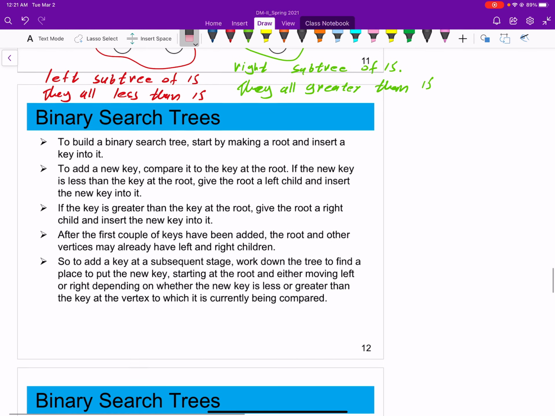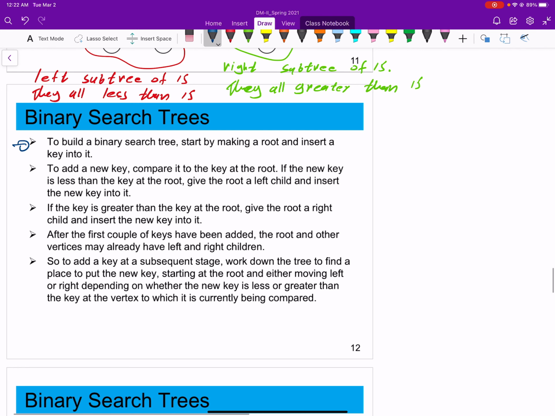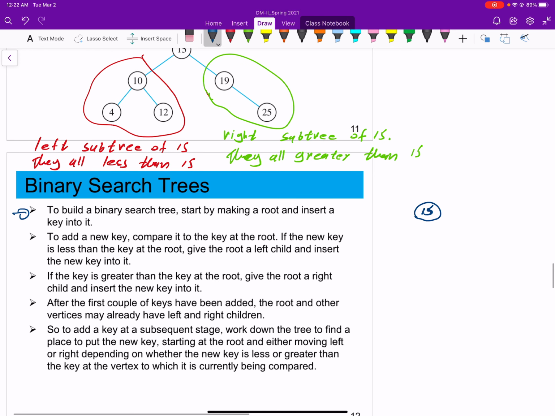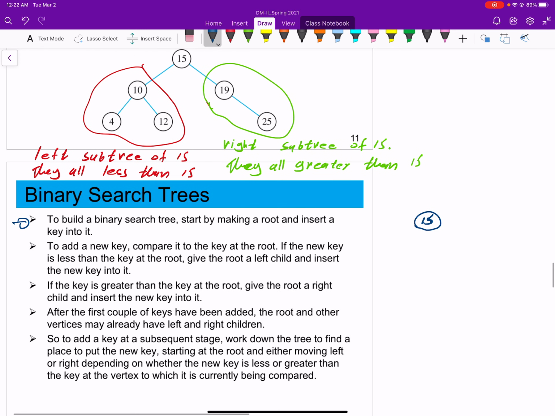All right, go to the next slide. To build a binary search tree, start by making a root and insert a key into it. First, you have to make the root of a binary tree. In the previous case, 15 was the root. You have made 15 the root. That's the first element in the list.